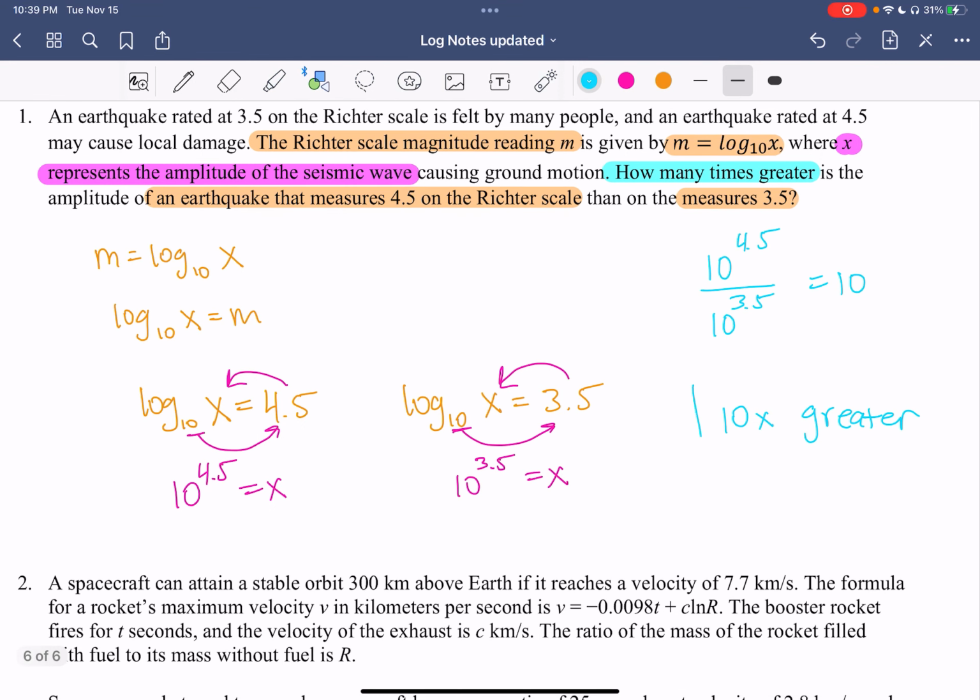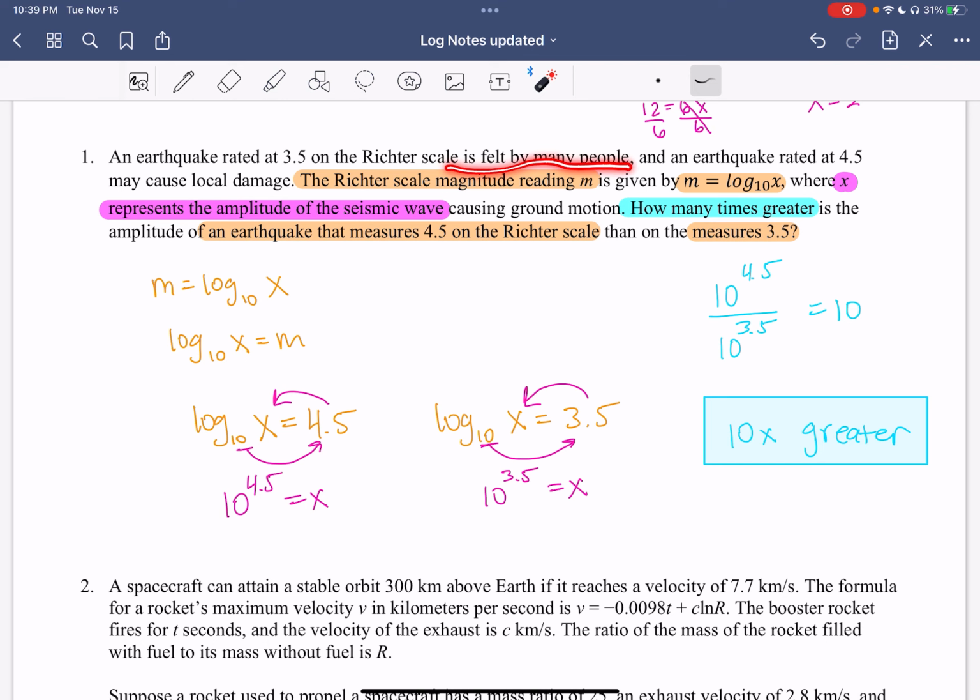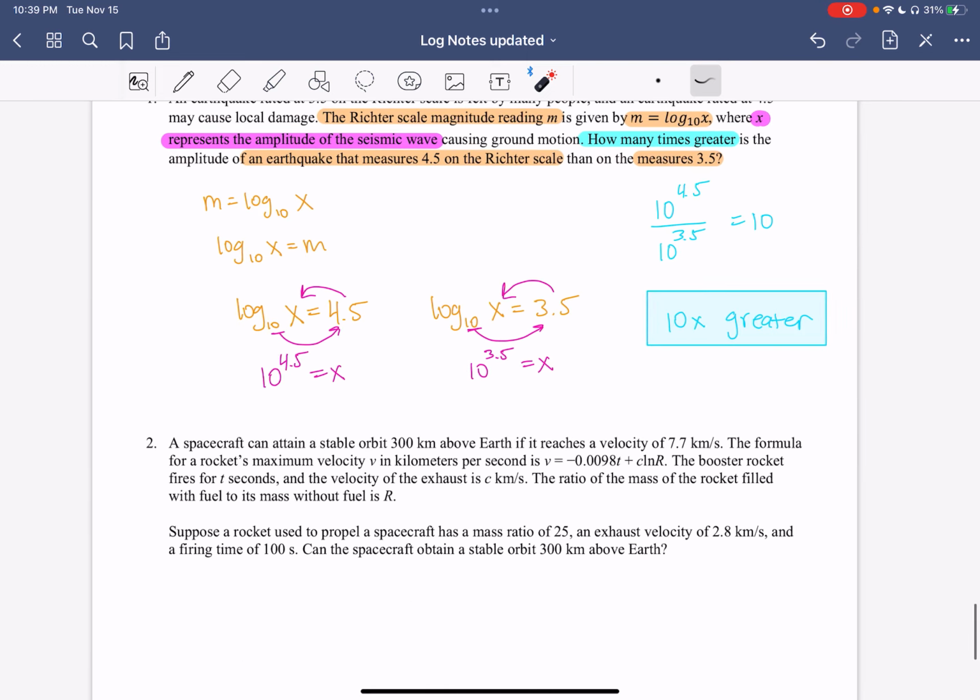So even though the numbers are not that far apart, it did specify that one is just felt by the people and the other one causes local damage. So the earthquake that causes local damage is 10 times stronger.